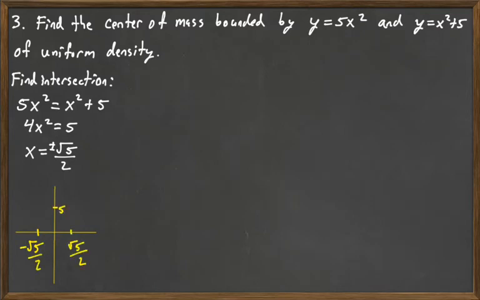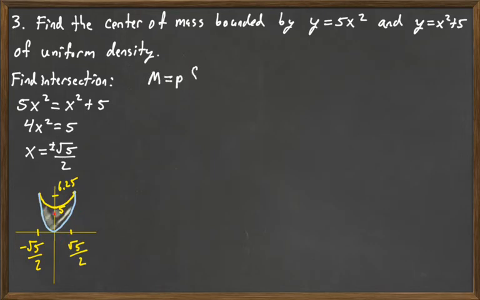And one of the parabolas, the vertex is at 0. The other one is at 5. And then if we plug in the square root of 5 over 2, plus or minus, into either one of the formulas, we're going to get about 6.25. That's going to be the y-coordinate of intersection. So up here, that's the x squared plus 5, and then down below, that's the y equals 5x squared. So we have the region.